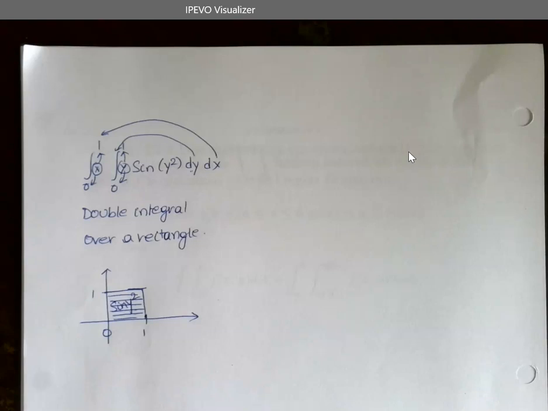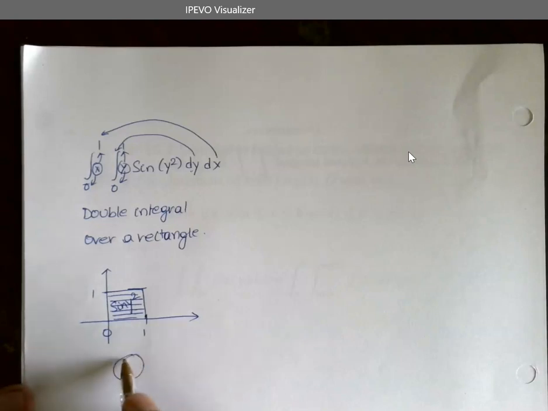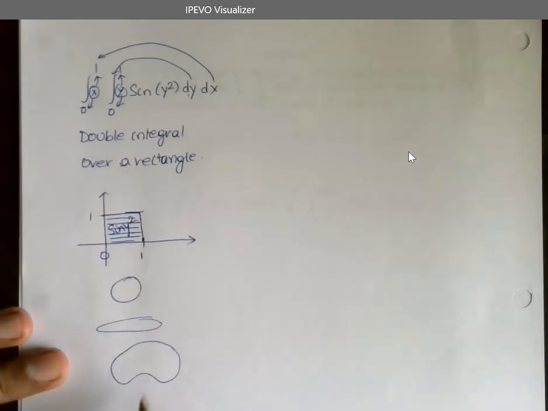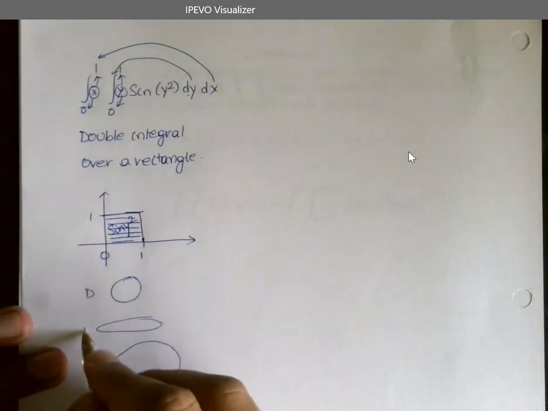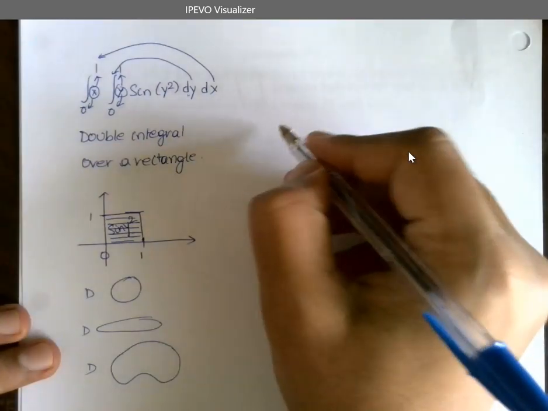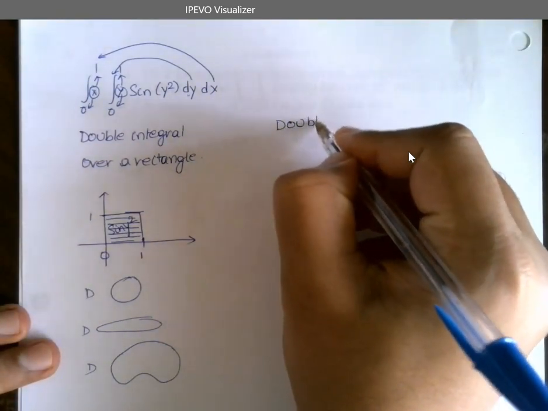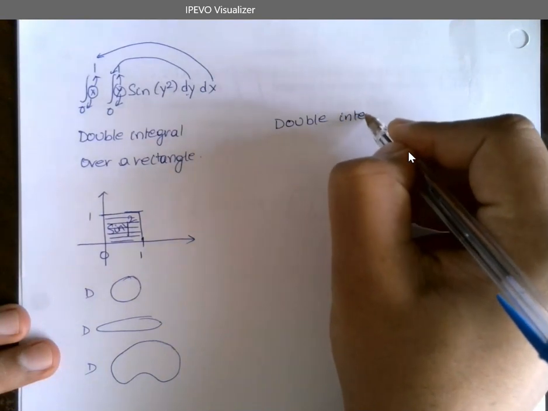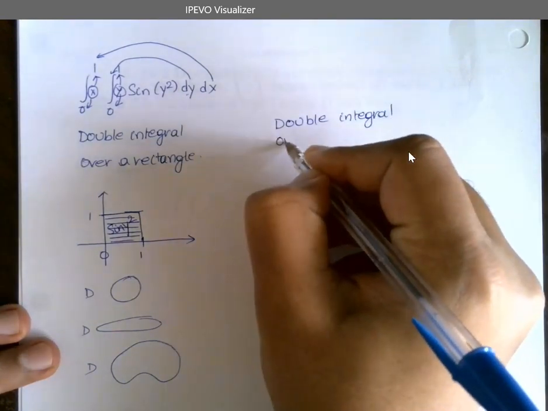But we don't always get a rectangle. We could get any general region, meaning we could get a circle, or an ellipse, or any crooked shape like that. The domain could have been that, or this, or a picture like that. It need not be a rectangle. So that's where this section comes into play. We are finding the double integral over a general region.